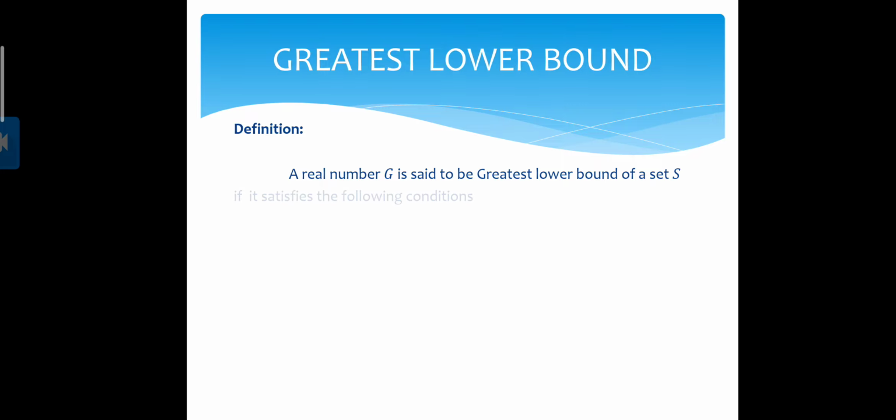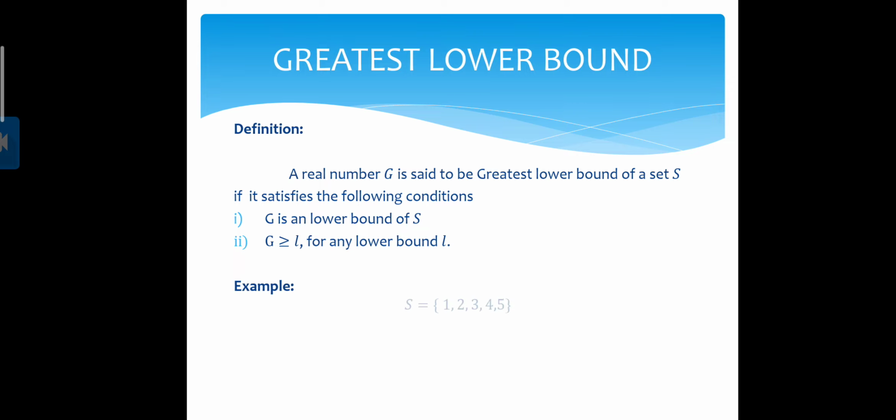Then greatest lower bound. You can tell the definition by the name itself. It should be a lower bound first, and second condition, it is the greatest among all other lower bounds of a set S. For example, take S is equal to 1, 2, 3, 4, 5 the same. You know the lower bounds are 1, 0, -1 and so on. What is the greatest among those? 1. So 1 is the greatest among all other lower bounds. So GLB is 1.